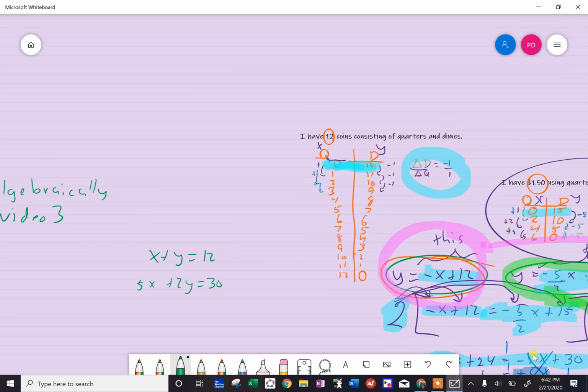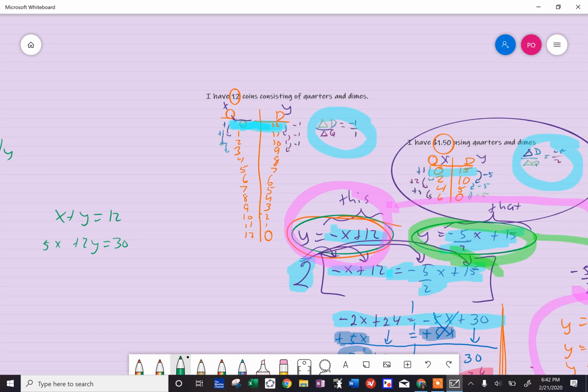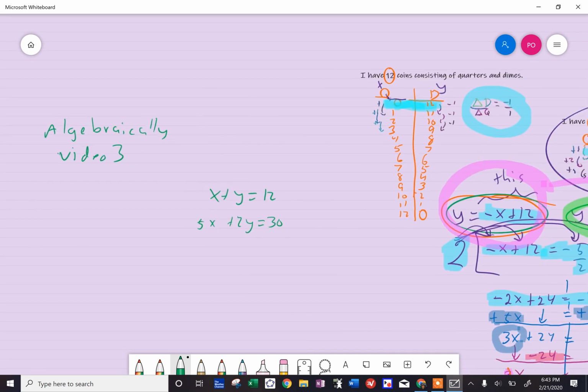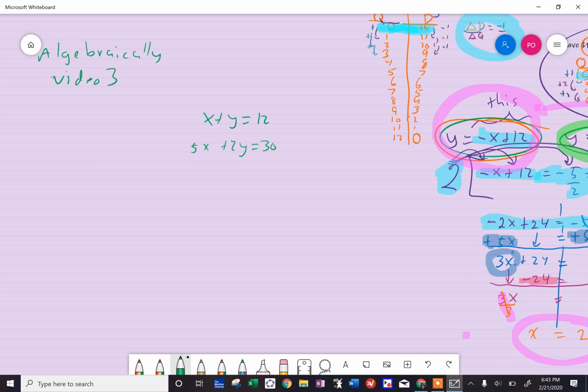I started with a question way back in video 1, which I still recommend watching, and then followed by video 2 before you watch video 3. But if you want to skip them, I'll just recap. It basically says I have 12 coins consisting of quarters and dimes. I have $1.50 using quarters and dimes. And what I did was, through lots of manipulation, I've rewritten the two equations to look like this. X plus y equals 12, where x are my quarters, and y are my dimes.